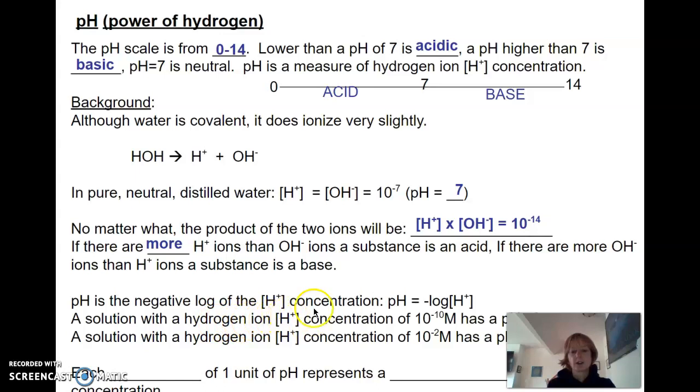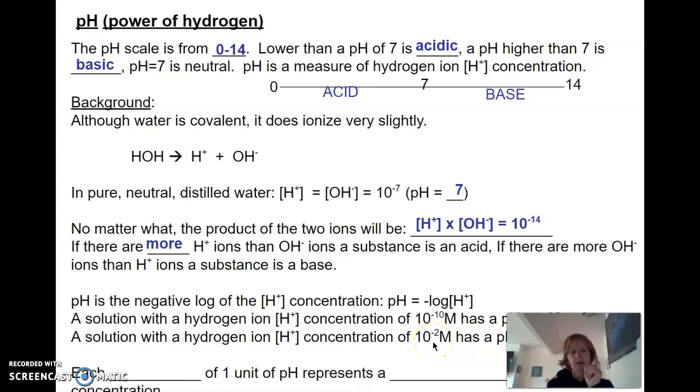Take a solution with a hydrogen ion concentration of 10 to the negative 10. If you put 10 to the negative 10 in your graphing calculator, press the log button, and then make that a negative, you're going to get a number like 10. If you do the same thing with 10 to the negative 2, you're going to get 2. So a solution with a hydrogen ion concentration of 10 to the negative 10 has a pH of 10, which means it's a base because it's greater than 7. A solution with a hydrogen ion concentration of 10 to the negative 2 has a pH of 2, which means it's an acid.